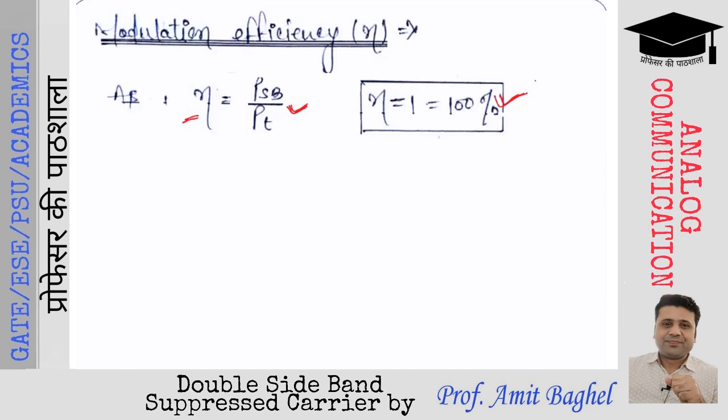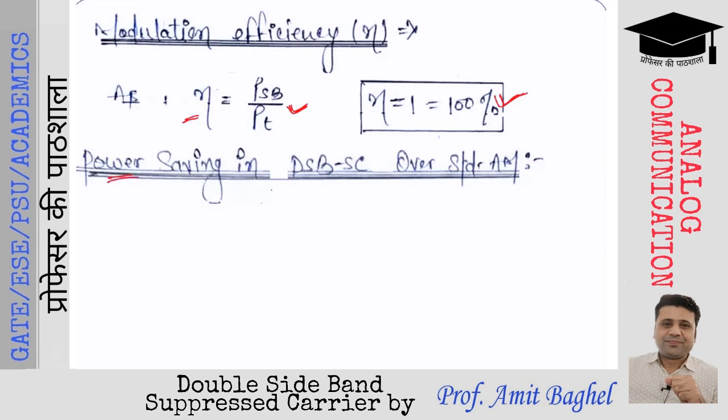It provides power saving with respect to the standard AM. DSBSC में कितनी power save हो रही है standard AM के respect में? Let us discuss this. What was the power in the standard AM signal? Standard AM modulated signal का जो power component था, that was carrier power plus sideband power. But in the case of DSB signal, the power in the DSB signal is only the sideband power. There is no carrier power involved in the DSB signal.